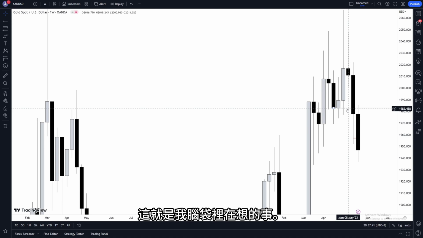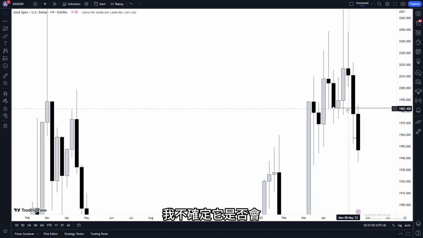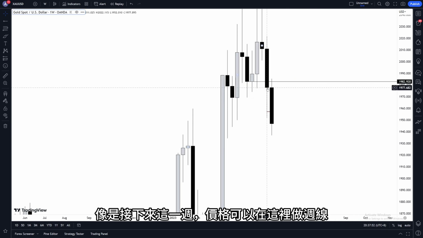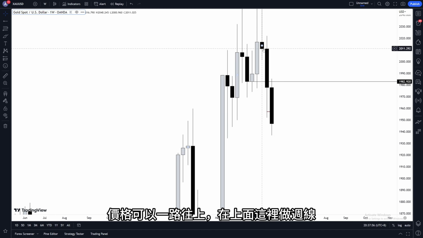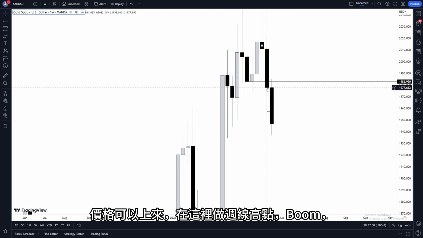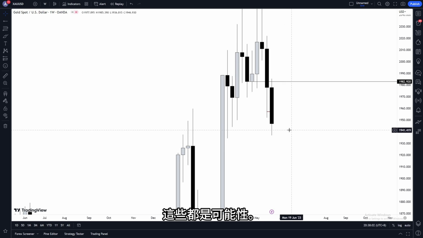This is what's going on in my mind. Every week whenever we start, I'm thinking, where is price most likely going to make the weekly high and most likely going to make the weekly low? I don't know for sure whether it's going to do it. Like this following week, price could make a weekly high here. Price could make a weekly high over here. Price could go all the way up, make a weekly high over here. Price could come up, make a weekly high here, boom, drop down, make a weekly low over here. Maybe that can happen. These are all the possibilities.